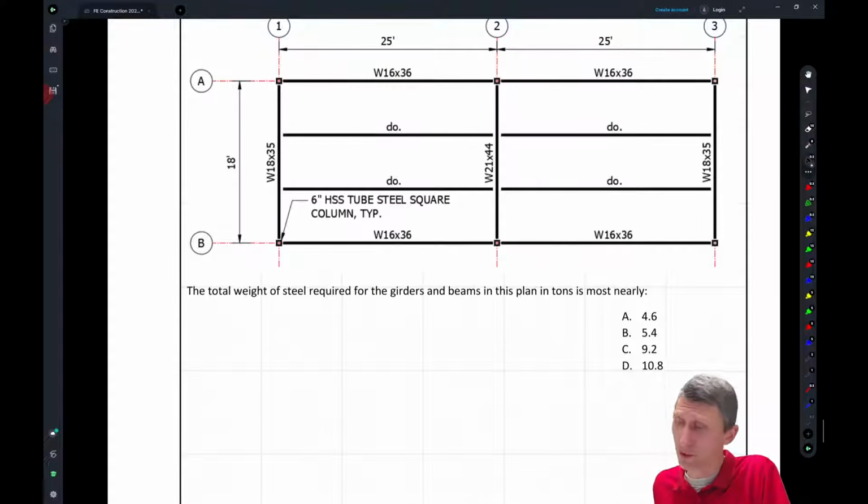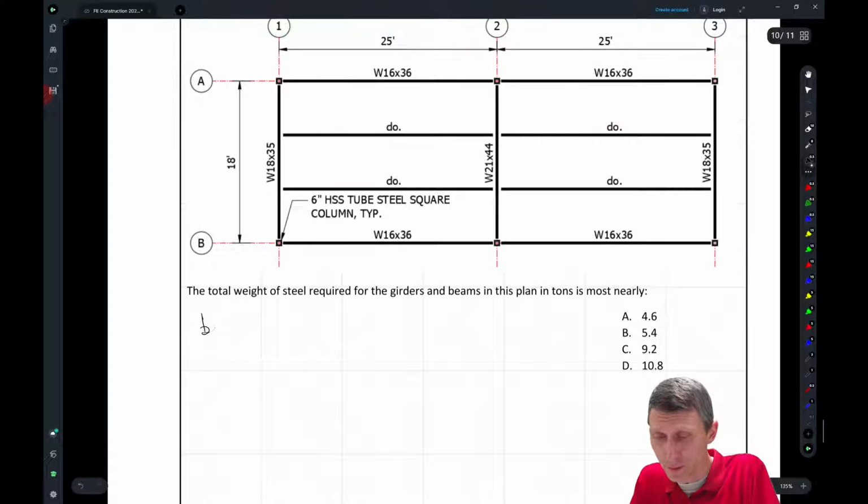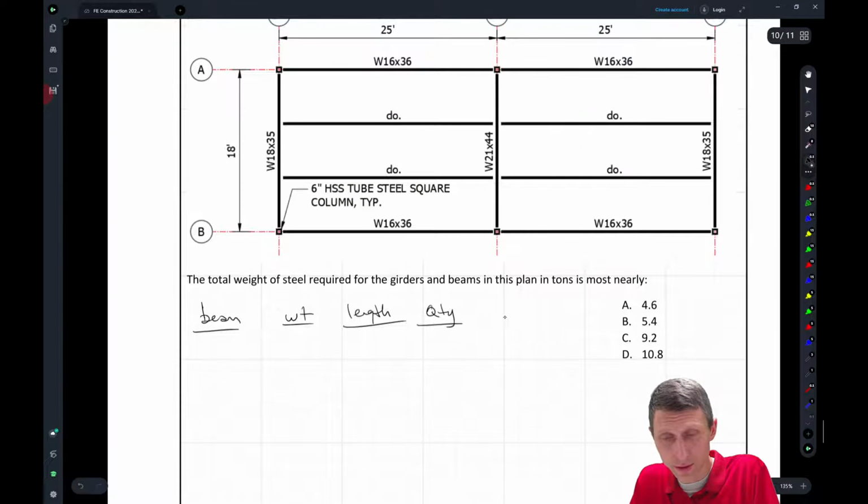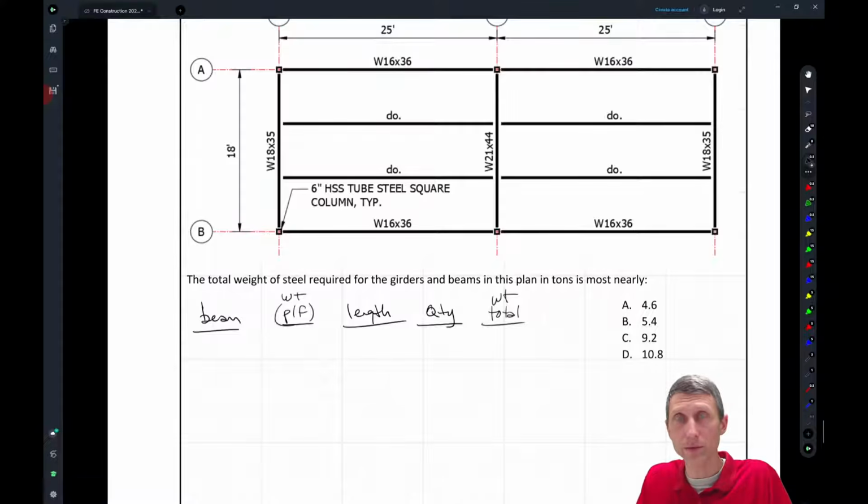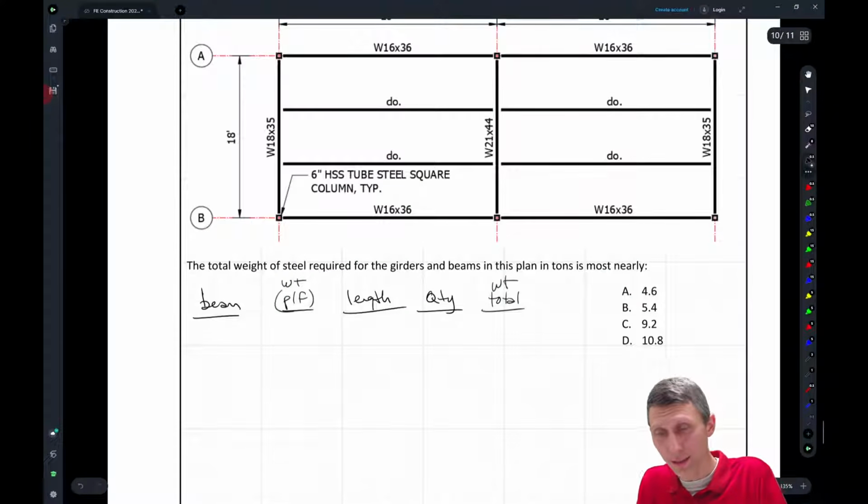And basically all that I'm going to do here is I'm just going to make a list. I'm going to make a list of each beam, the weight, the length, and the quantity. This is the weight in pounds per foot, right? And this is the total weight, the total pounds. So I'm just going to look at each of these beams in turn.